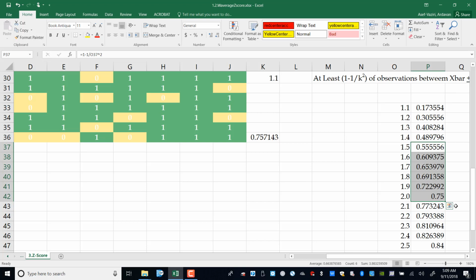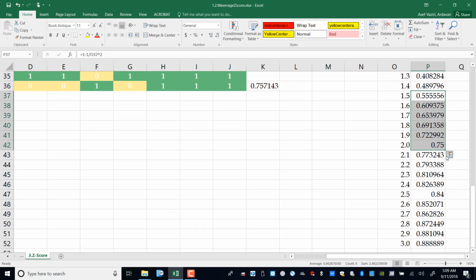We know that in normal distribution, if we go 2 standard deviations to the left and 2 standard deviations to the right, about 95% of the observations are covered. And if we go 3 standard deviations to the left and right, 99.73% or something very close to that would be covered.